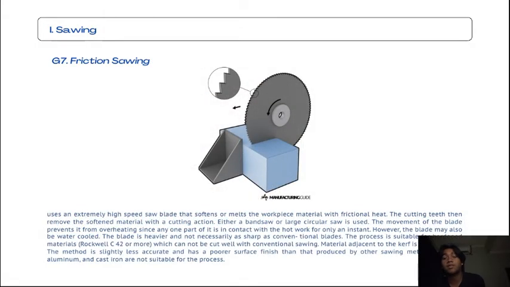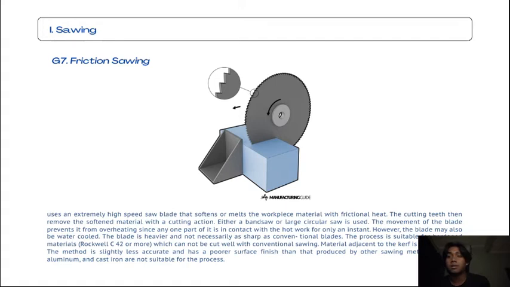Okay, the seventh subtopic from sawing is friction sawing, which uses an extremely high-speed saw blade that softens and melts the workpiece material with friction heat. So the cutting teeth then remove the softened material with a cutting action. Either a band saw or large circular saw is used. So the movement of the blade prevents it from overheating, since any one part of it is in contact with the hot work for only an instant.